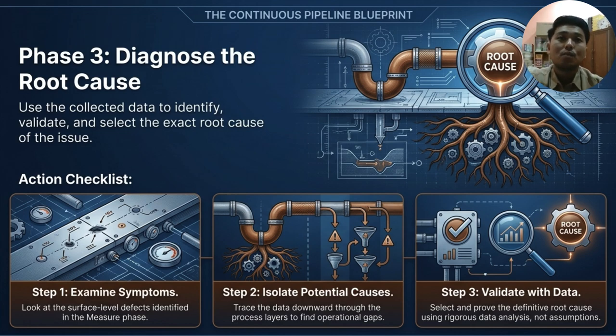After collecting data, we move to the analyze phase. The goal here is to identify the true root cause of the problem rather than simply treating the symptom. For example, if production defects are increasing, the actual cause could be machine wear, inadequate training, poor materials, or process verification. Various analytical tools such as fishbone diagram, Pareto analysis, and the five whys technique can be used to investigate the issue. At the end of this phase, the team should have strong evidence supporting the identified root cause.